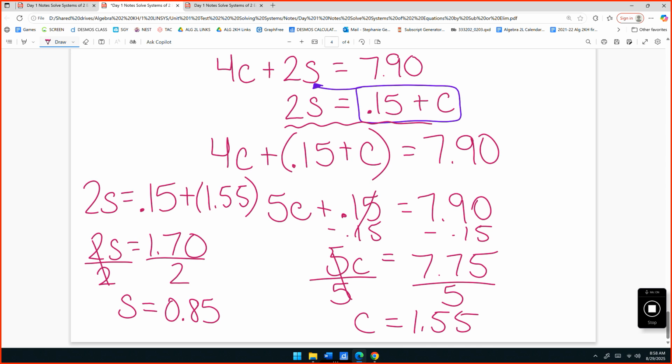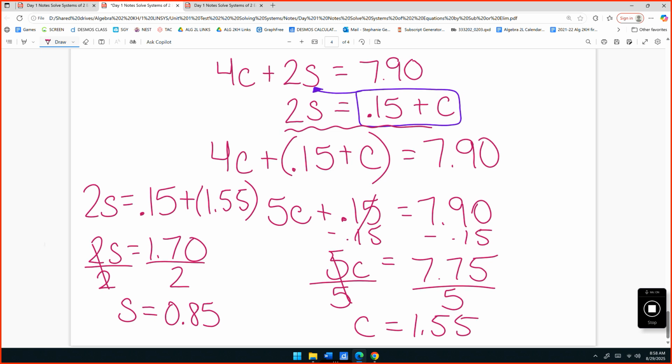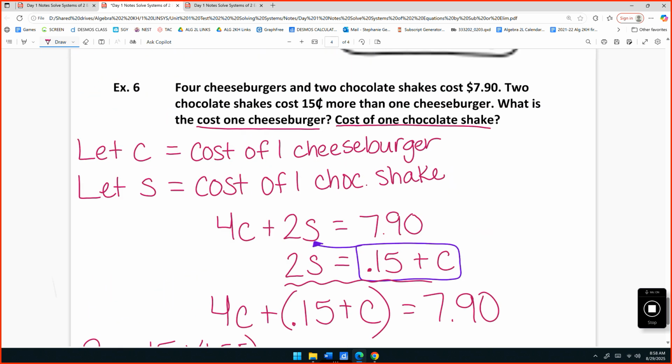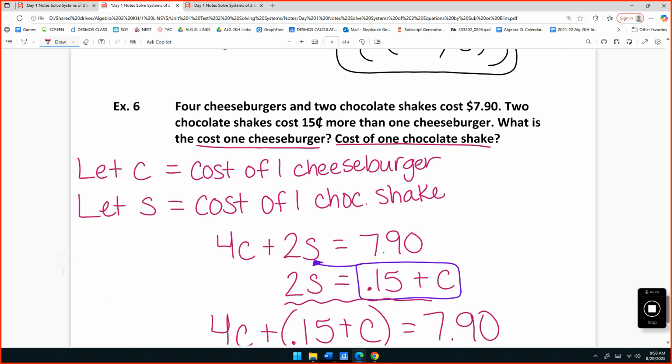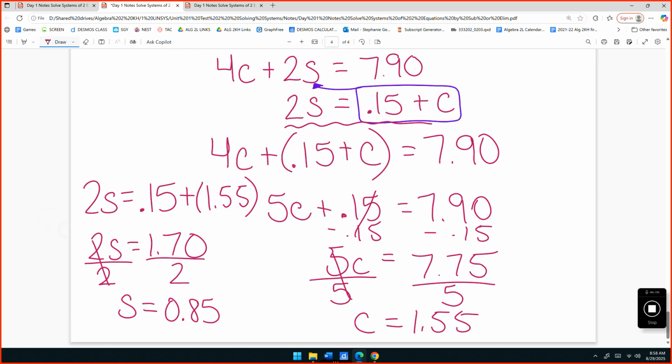Okay, now, it does not make sense to put this in a solution set as an ordered pair, right? Because we're actually not talking about 2 lines on the coordinate plane. We're talking about burgers and shakes. So we got to go back to the question and answer appropriately. What is the cost of 1 cheeseburger? $1.55. What is the cost of 1 shake? 85 cents. So I have to write that. Now, where do I have room? That's the question. I'll put it out here.